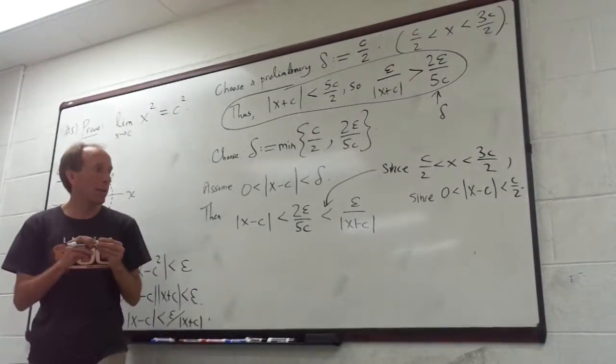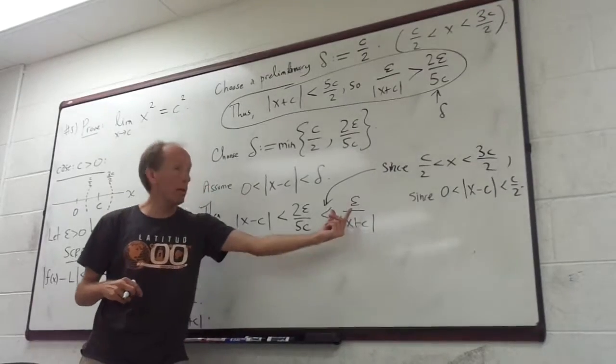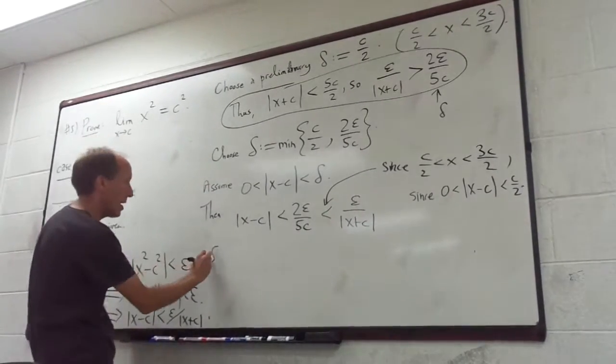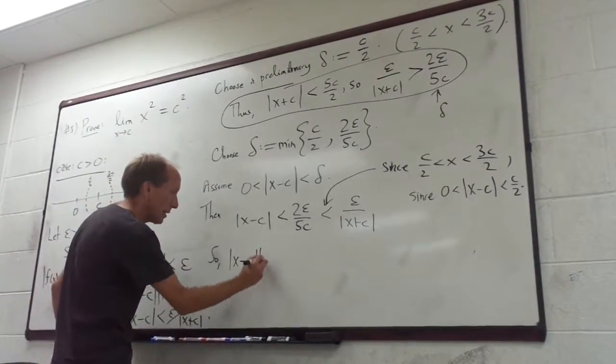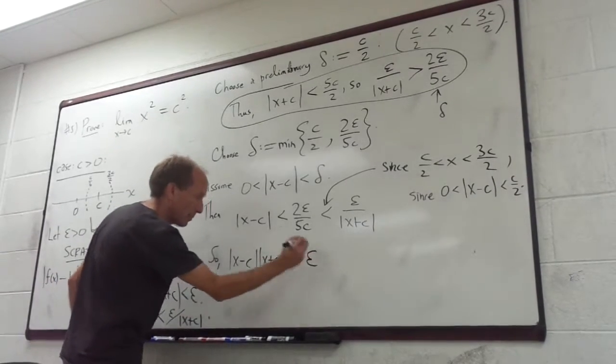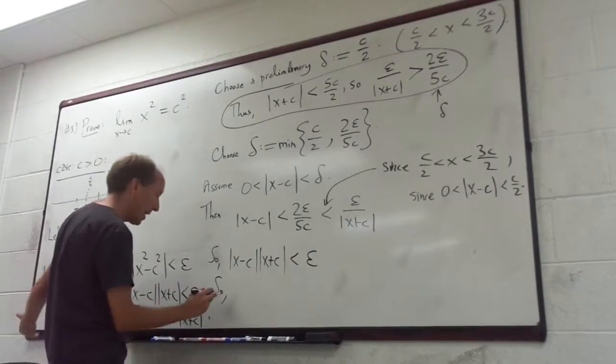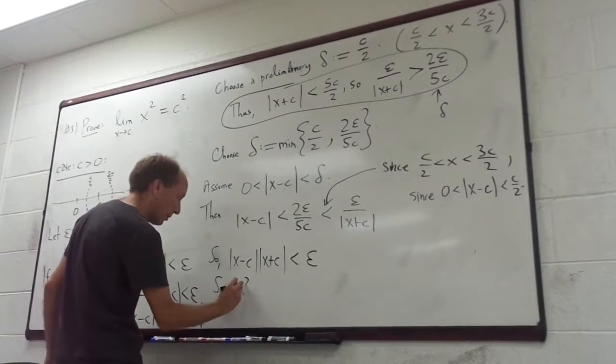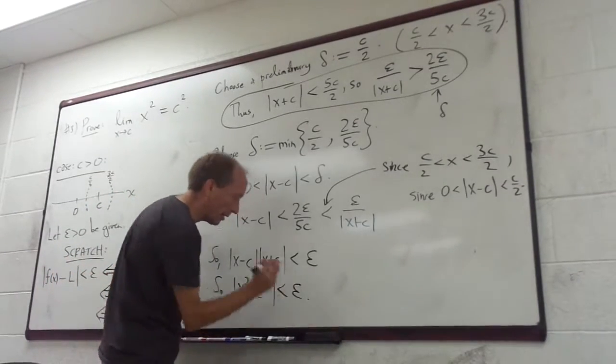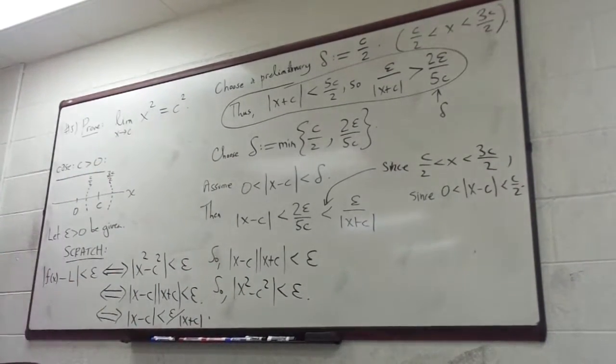I'm going to take this denominator and multiply through by it, right? So now |x - c| times |x + c| is less than epsilon, and so now you're basically back to your original inequality that you're trying to prove. So that's the end of the proof.